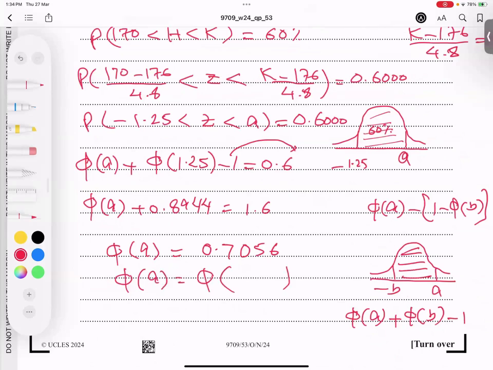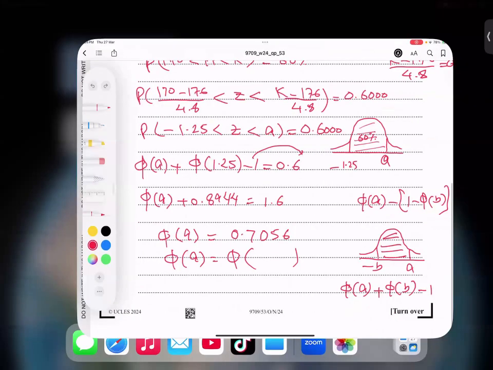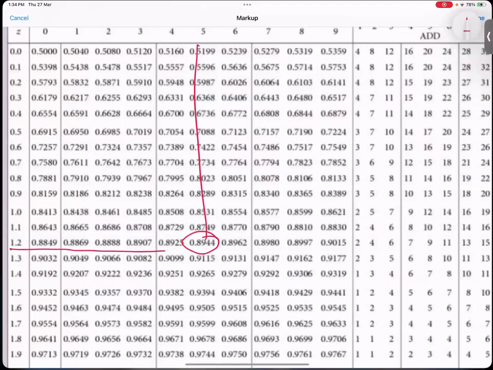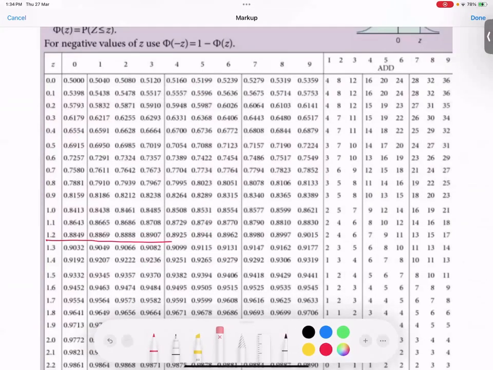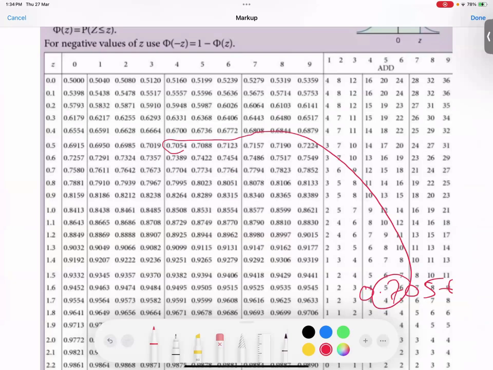I repeat, 7056. So let's see, 7056. Okay, this number I'm looking for. Where's 70? Check it. 7054. Okay, because this number is bigger. So from here I get 0.5, and from here I got a 4.